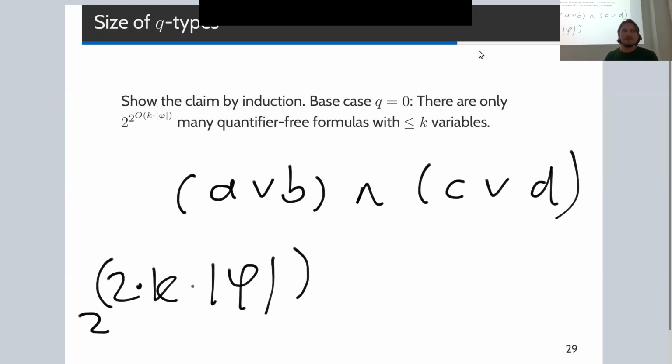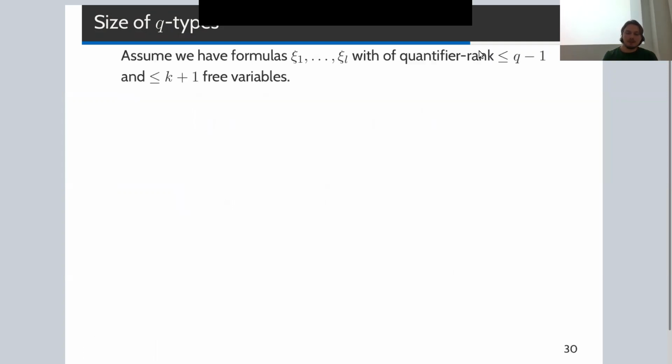This k refers to the free variables? Yes, this k refers to the free variables that we have. The quantifiers themselves can introduce more variables. Yes, exactly. So every quantifier that you introduce, it can capture one free variable. So for the next case, we're going to take that into account.